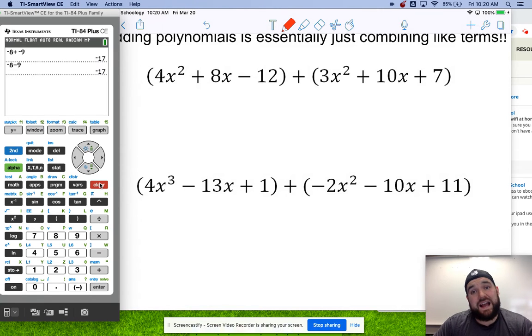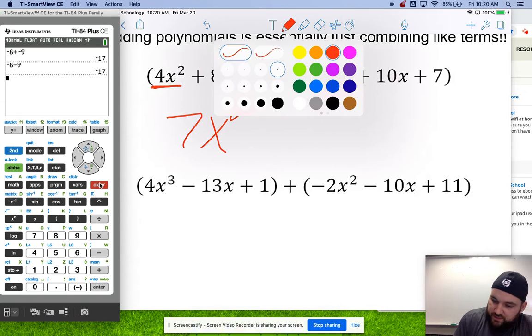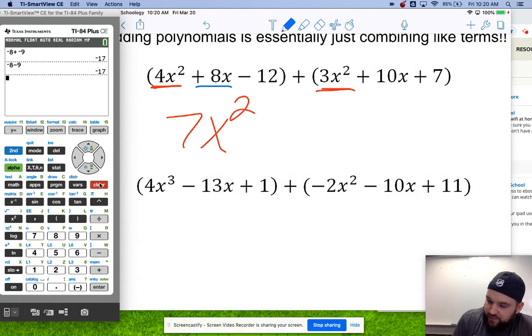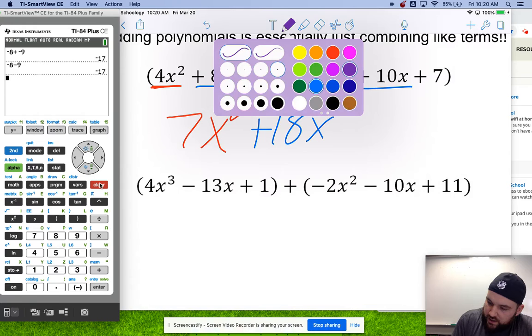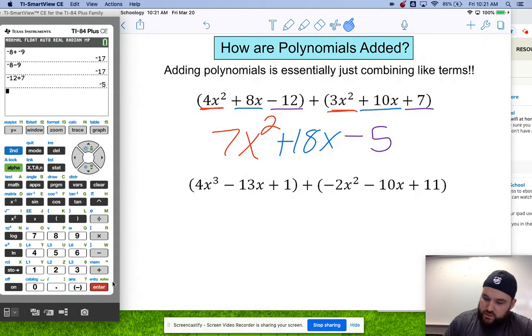So in order to add these, I am going to take some from each set of parentheses to combine. Across all 6 terms, my highest power is 2, so 4x squared plus 3x squared. I'm going to combine those to 7x squared. Next up, I have 8x, and that can combine with 10x to make 18x. And finally, I have negative 12 plus 7, just to double check in the old calculator, no shame in using this, is minus 5. Okay, so I've combined them, and I already have my answer in standard form, which is kind of nice.